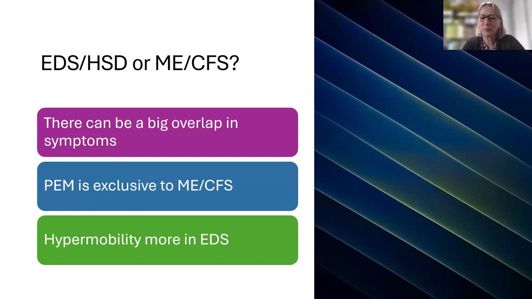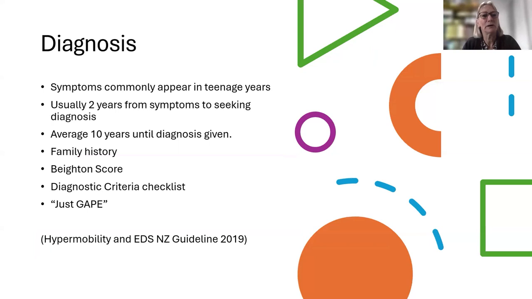But generally speaking, post-exertional malaise is a hallmark symptom in ME and CFS, and hypermobility is more often seen in EDS, although not all forms of EDS will always have that. And it's why it's important to have quite strict diagnostic criteria, which certainly in EDS they have, quite strong criteria. So how do we make the diagnosis?